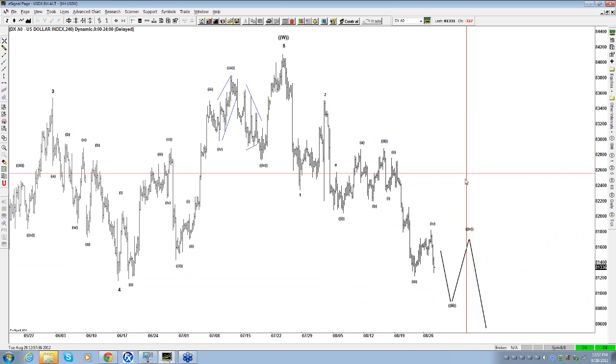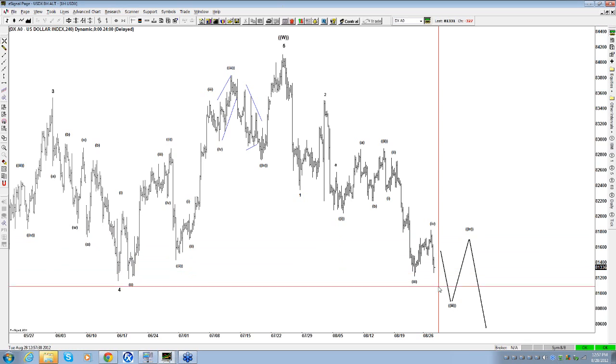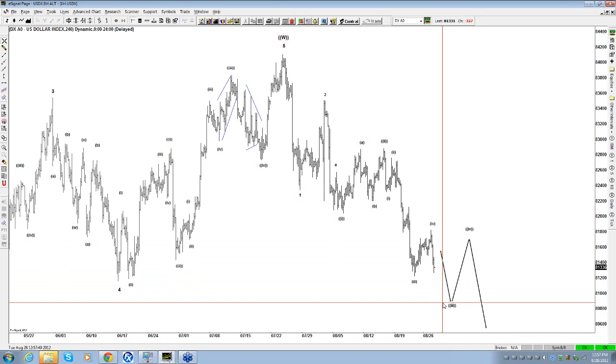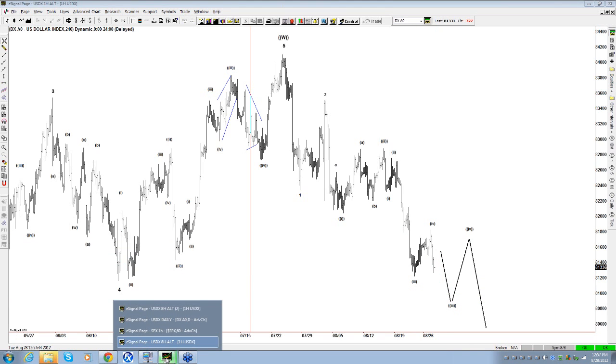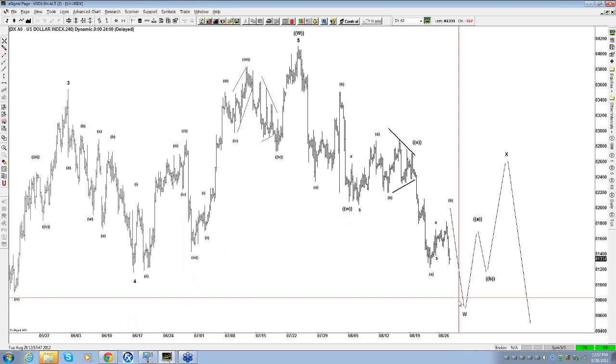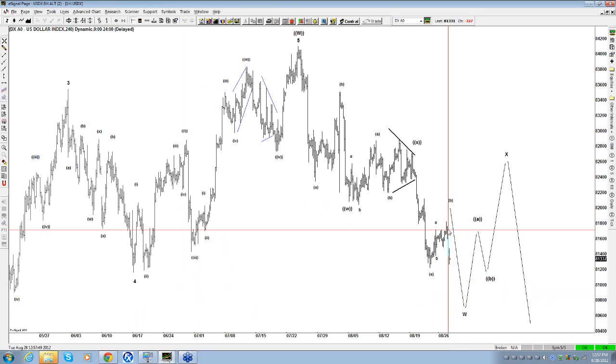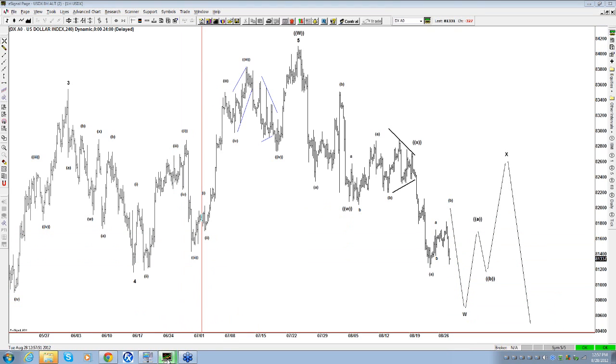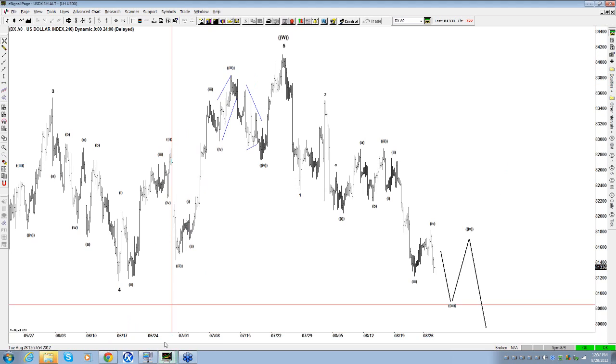All I'm saying is that the idea that the dollar here makes a new low doesn't go well with me to count that the dollar has finished the double zigzag. If the dollar makes a new low here, I'm going to switch the Elliott Wave count to discount.